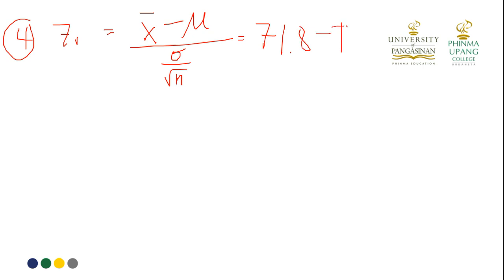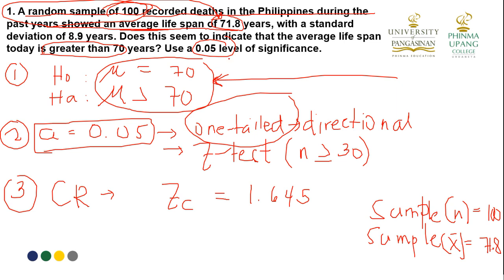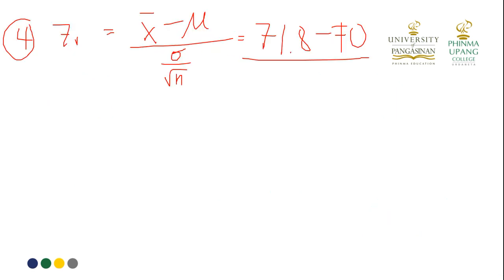Tapos yung mean natin doon 70. Tapos, yung standard deviation naman, sinabi niya doon na 8.9 years. So, lagay natin dito 8.9 years. Then, yung n natin dyan is 100. Now, I want you to compute what is the z value using your calculator. Go. What is the z value?